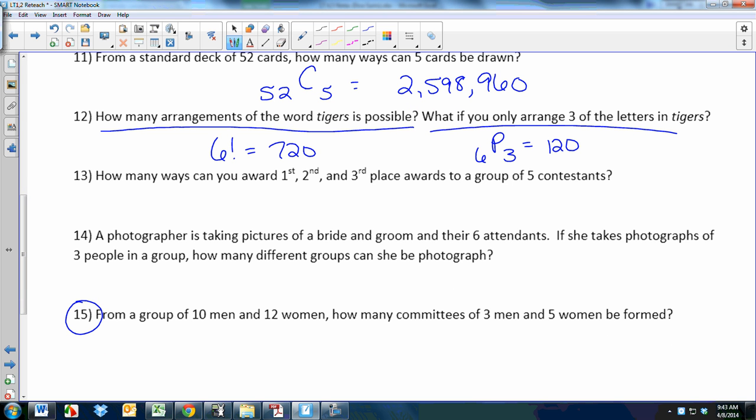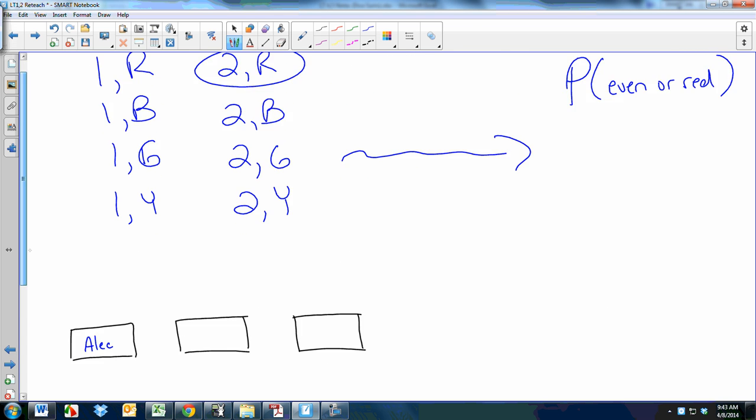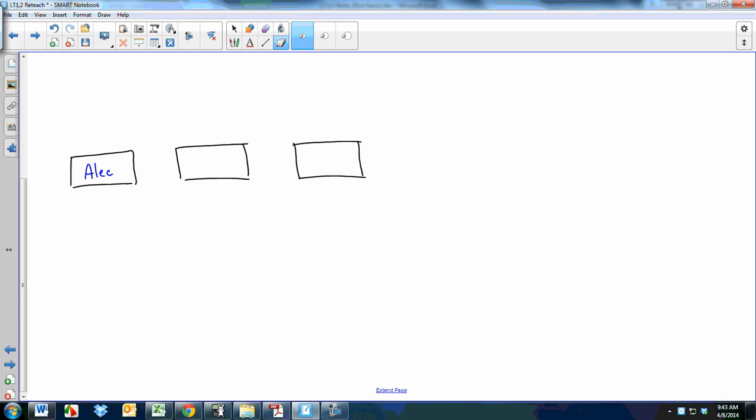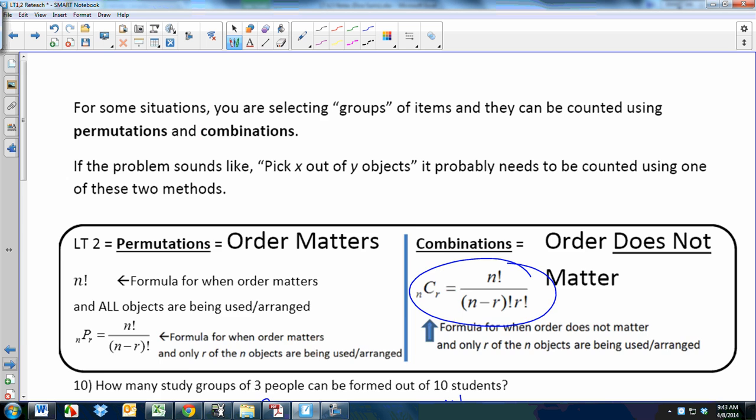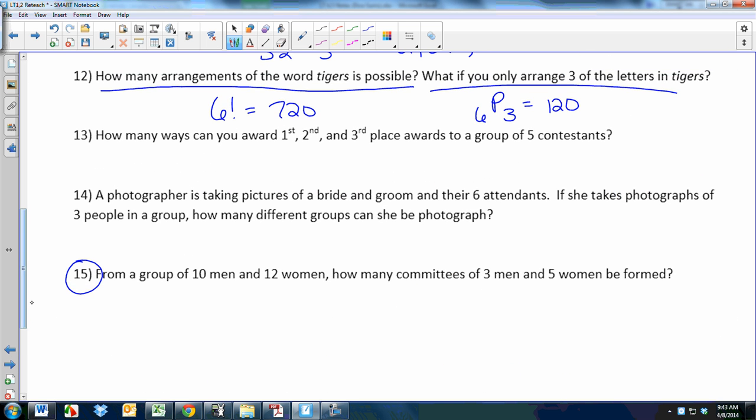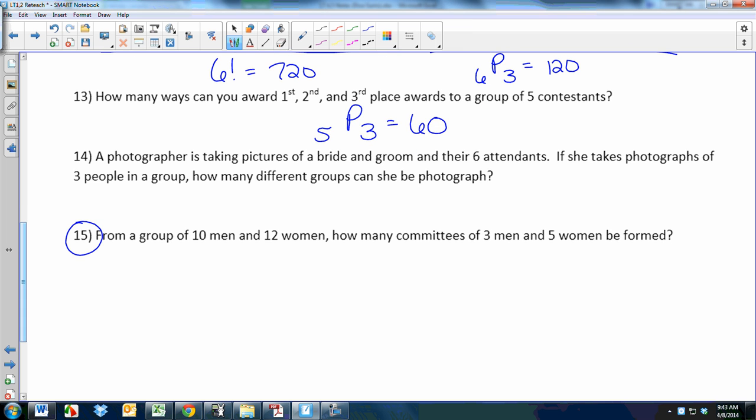How many ways can you award first, second, and third place to a group of 5 contestants? Well, I'll go back to the boxes. Call them first, second, and third. If this is a box that represents first, second, and third, does it matter what contestant's name I put in a specific box? Then order matters. You could also test that by picking 3 people and picking them in a different order. But anyways, order matters. So 5P3, 60.